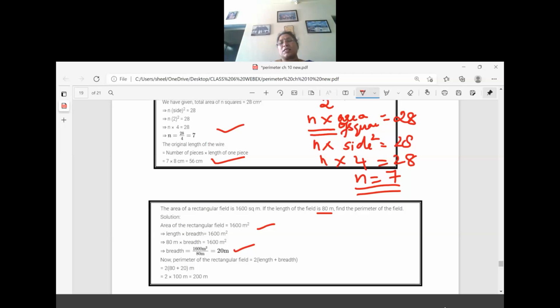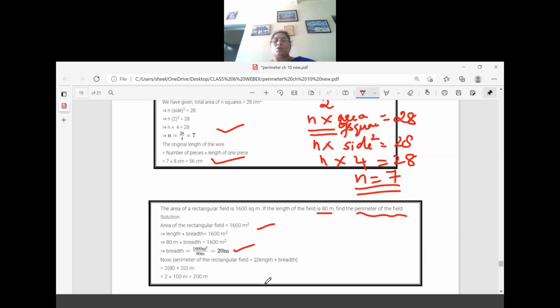Now what is the question asking? What is the perimeter of the field? Perimeter is equal to 2 into length plus breadth only, right? So 2 into 80 plus 20. Okay, right? So 2 into 80 plus 20, it is equal to 2 into 100, it is equal to 200 meter only.